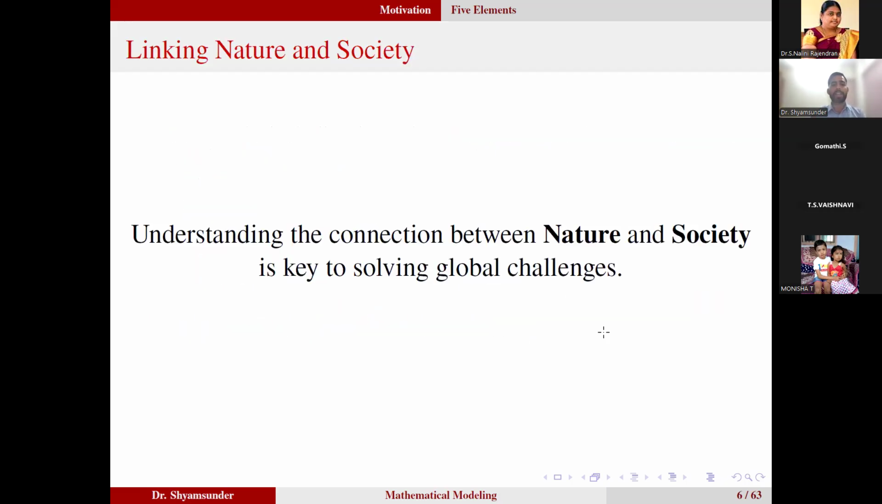Then we start this work: linking nature with society. Understanding the connection between nature and society is the key to solving challenges in the current world scenario. How to control population growth, how to control epidemic diseases, like COVID-19, which we are all aware of, and the Los Angeles wildfire that we saw just two or three months ago. These are all effects of nature and society. We also know of the Israel and Palestine conflict and the Russia and Ukraine conflict. Ultimately, all these things affect nature and society. To solve these global challenges, one part of the solution is the help of science and technology through mathematical modeling and other processes.